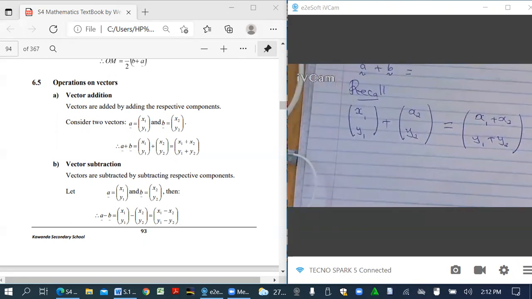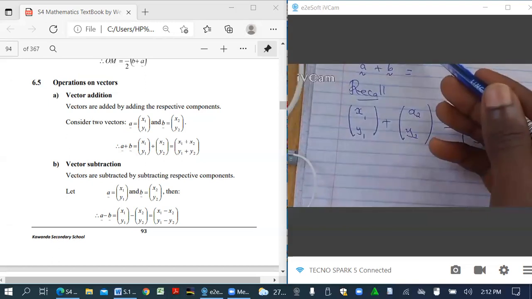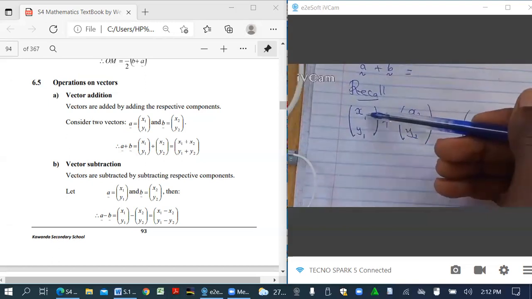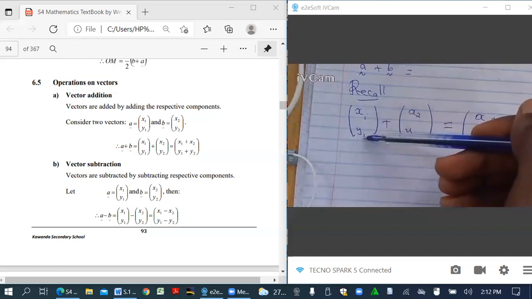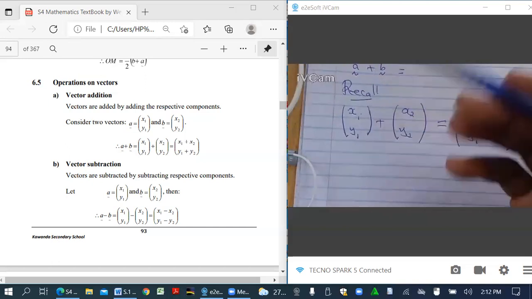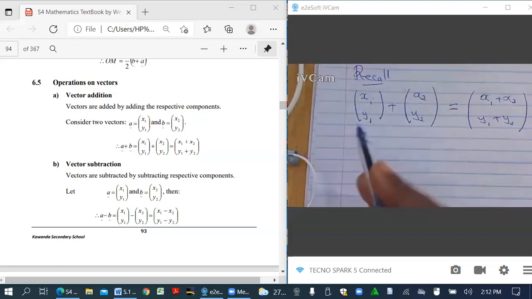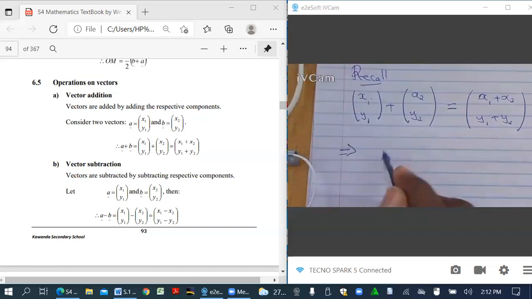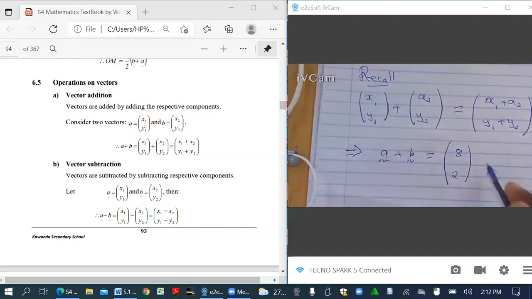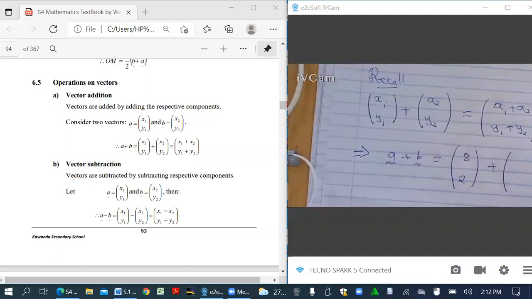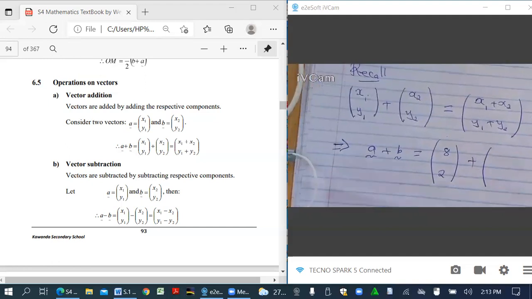Yes. So in this case, 8 is going to represent X1, not so? Then 2 is going to represent Y1. Are you together? Yes, just in a nutshell like that. So with me now, we can say A plus B will be our A, which is 8 and 2, plus our B, which is 1 and 2.